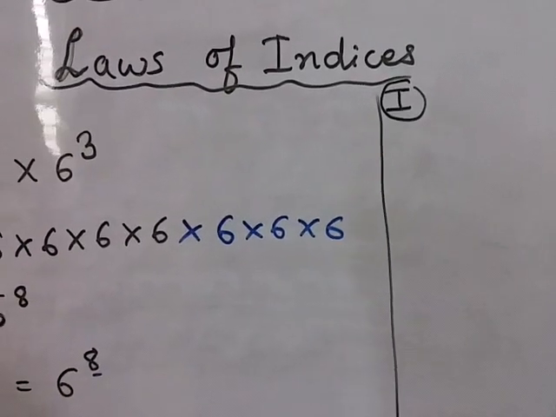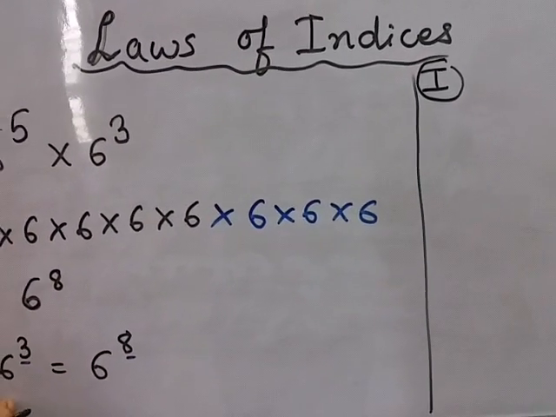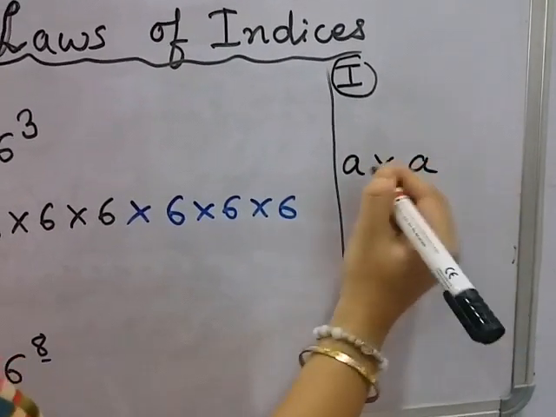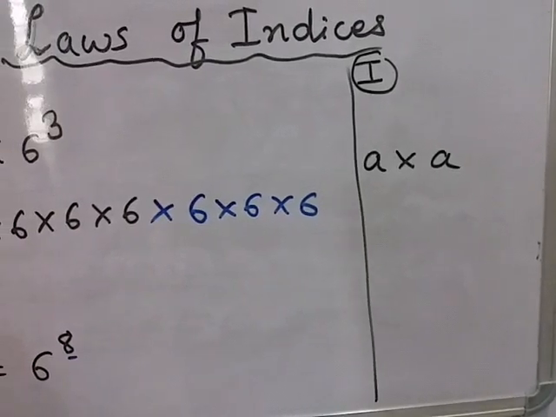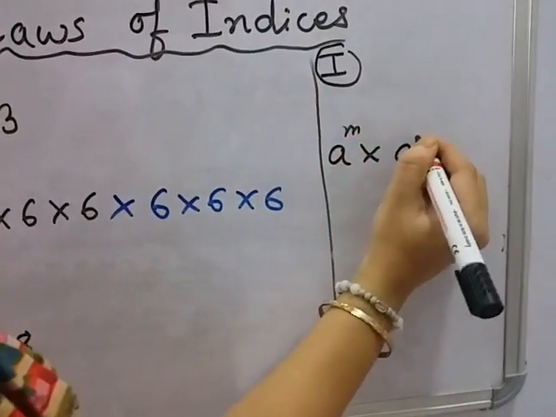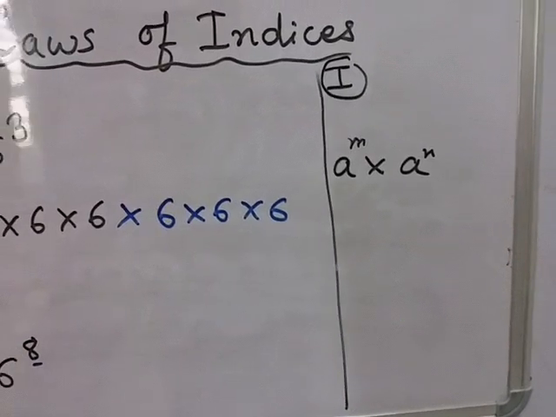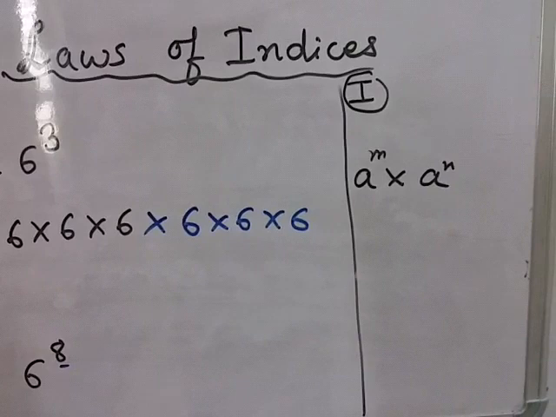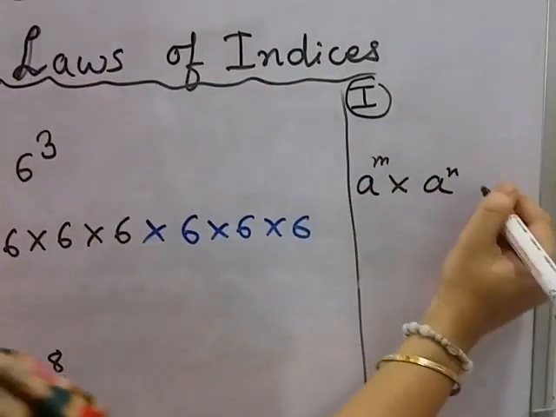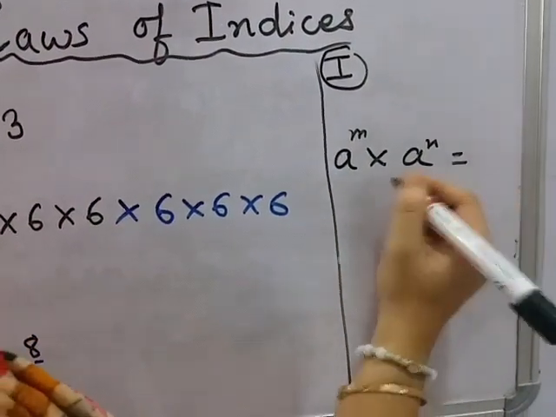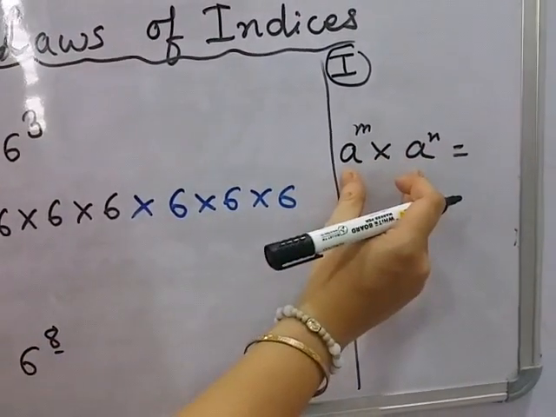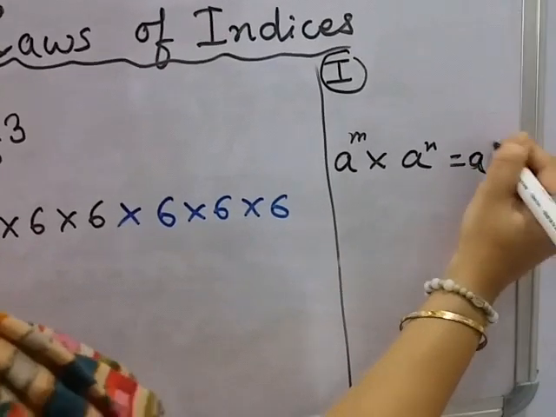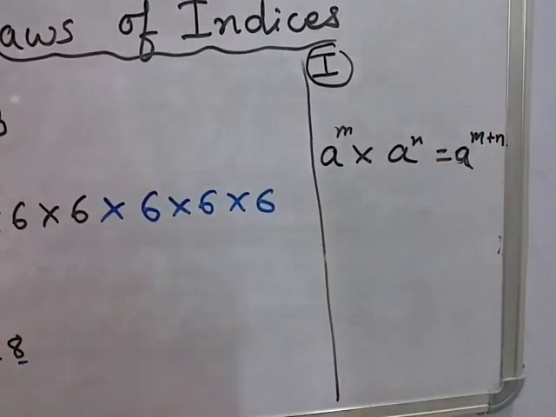If you observe, the base is the same. What is that base? 6. So for a common base, we will take A. And the indices are different, so we will take M and N. When the bases are the same and the indices are different, we get the answer A raised to M plus N.